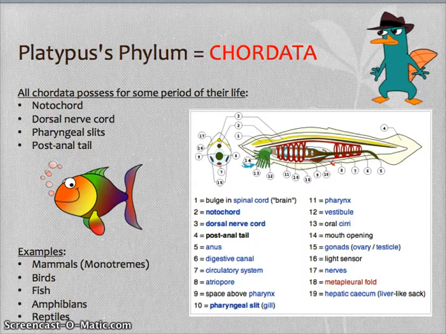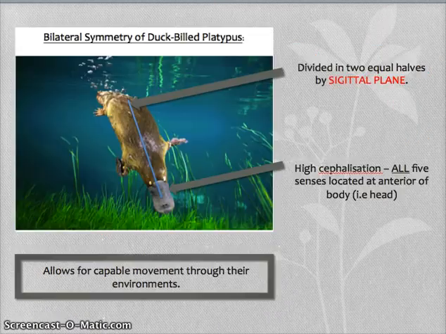All Chordata will possess for some period of their life a notochord, i.e. number 2 on the right in that diagram, a dorsal nerve cord, number 3, pharyngeal slits, number 10, and a post-anal tail, number 4. If it doesn't have these characteristics, it doesn't belong to the phylum Chordata. Some other examples apart from the monotremes are mammals, birds, fish, amphibians, and reptiles.